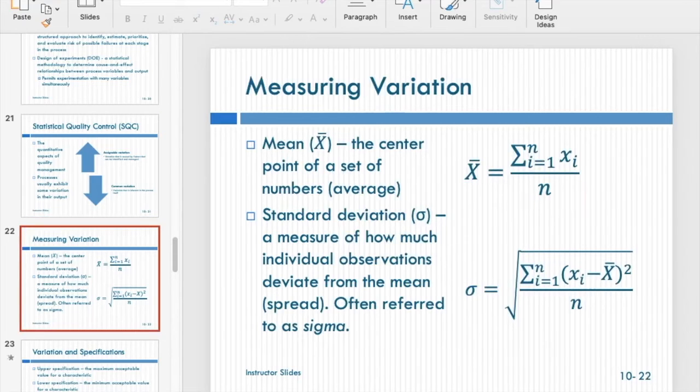Okay. Now, measuring variation. So this is basically just a recap of business statistics. Let me give you a quick sense about it. Although I trust all of you already learned and know how to do these. So when we measure the variation, we need to know two different things. The first one is the mean. The second one is the standard deviation. I think this is very straightforward.